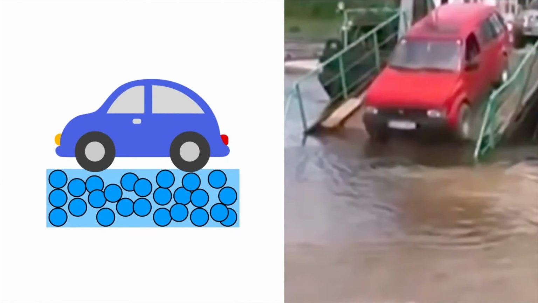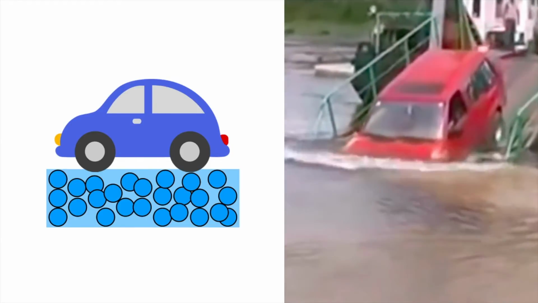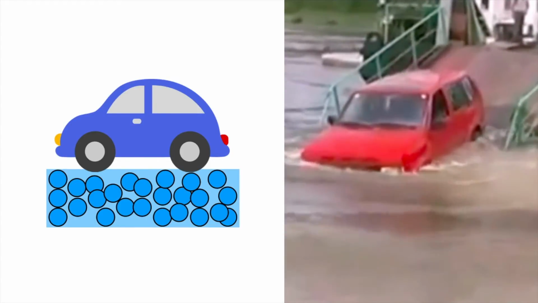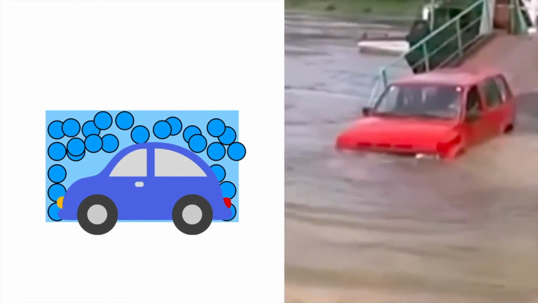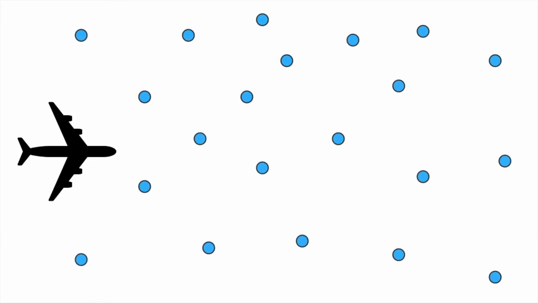However, in a liquid, the particles are free to move. When the car sits on top of the liquid, the particles start moving around and they make space for the car. The car sinks to the bottom and the particles can fill in on top or around the car. Then in a gas, there are not very many particles. They're very far apart. So when the plane flies, it just isn't hitting that many water particles, so it doesn't impact the plane in any real way.